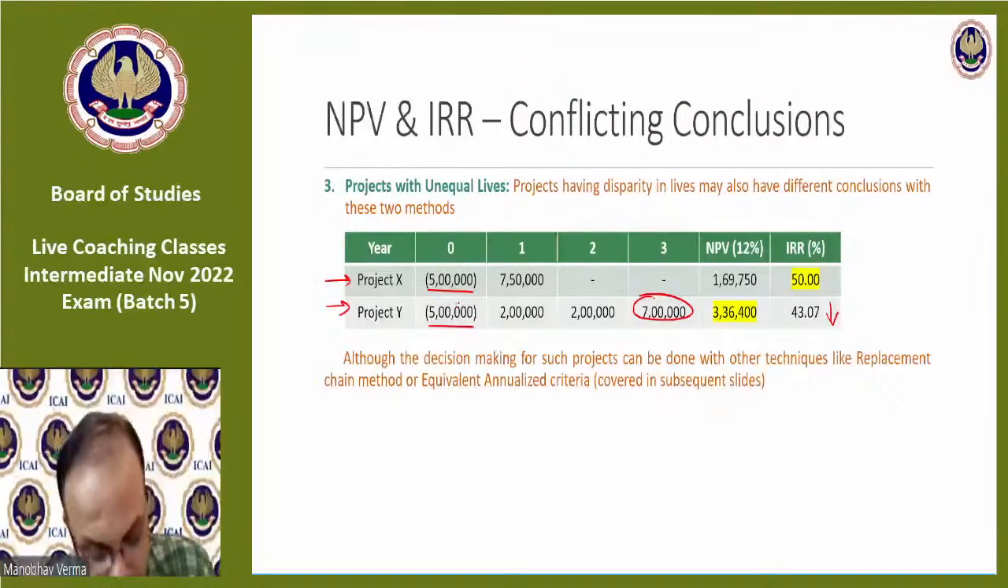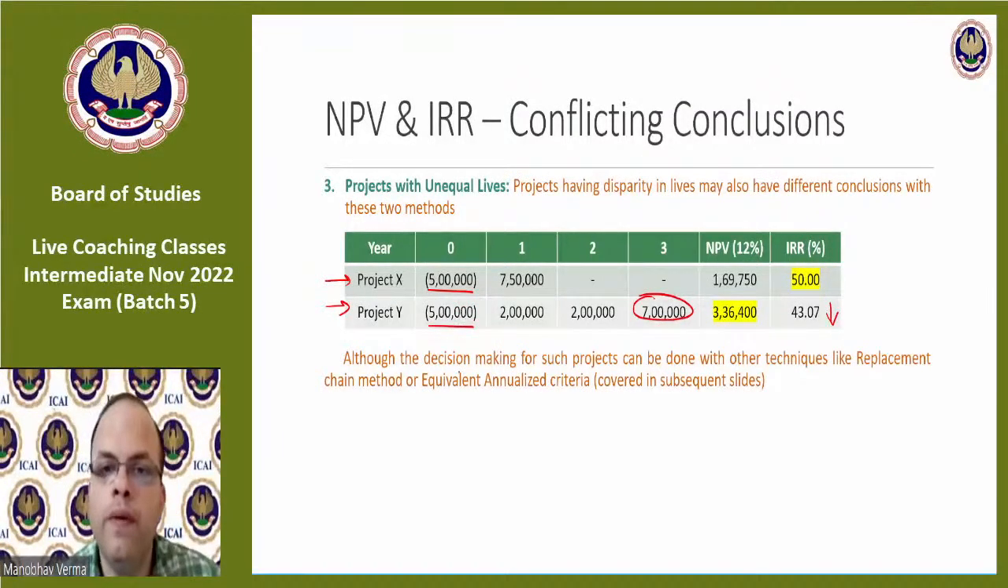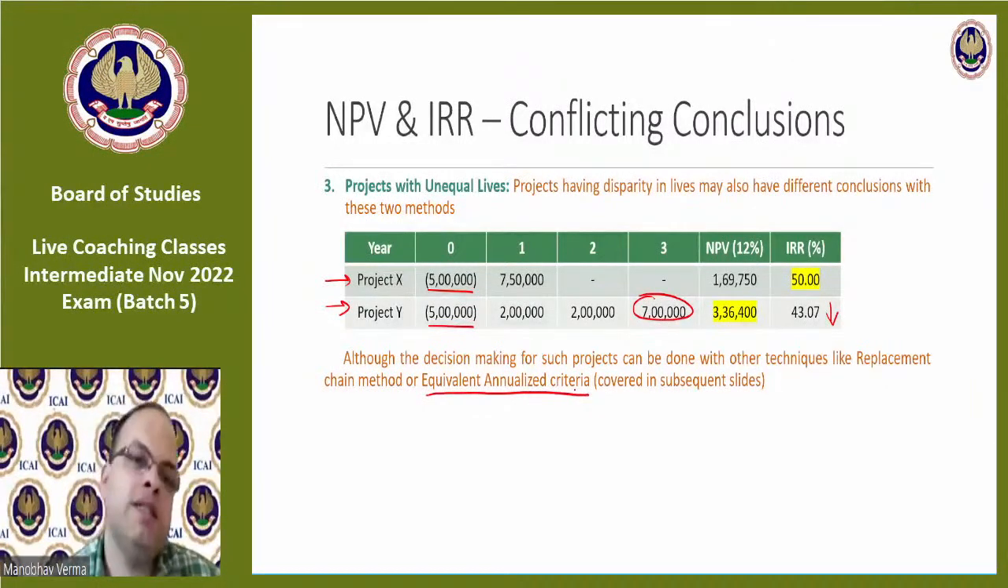Now, for this kind of scenario, we have a technique called equivalent annualized criteria, which I will be talking about in upcoming slides. How can we sort out this issue? Probably we can assume that we can repeat a project with a shorter life. We will talk about that. Okay.